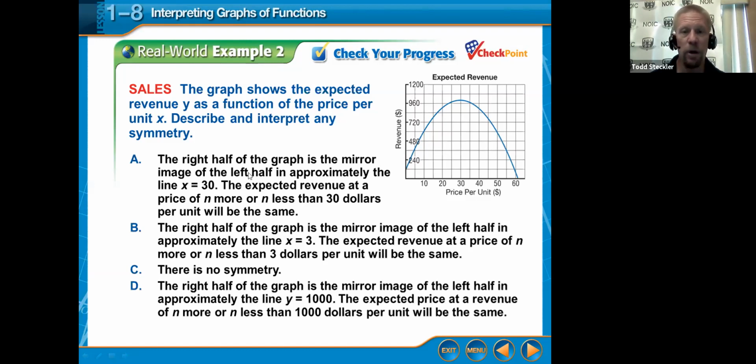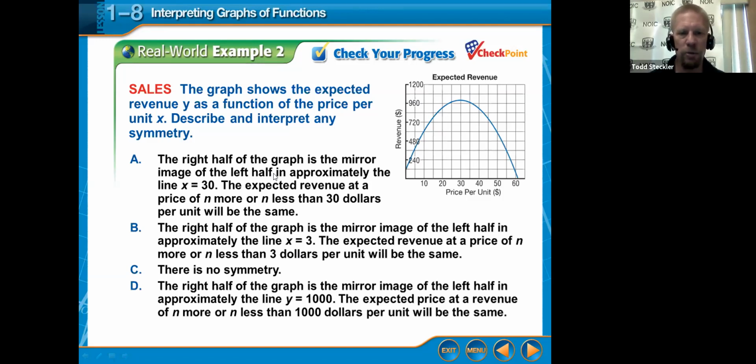Now what's different though is where the line of symmetry is. The line of symmetry is at x equals 30. Letter A says that. Letter B does not. It says that x equals 3. So that's out. And then letter D says y equals 1,000. That's a horizontal line. And no, there's no line of symmetry at the horizontal line. If we flipped it over, we don't even have a blue graph up there. So the line of symmetry is right here at x equals 30. So the correct answer is A.